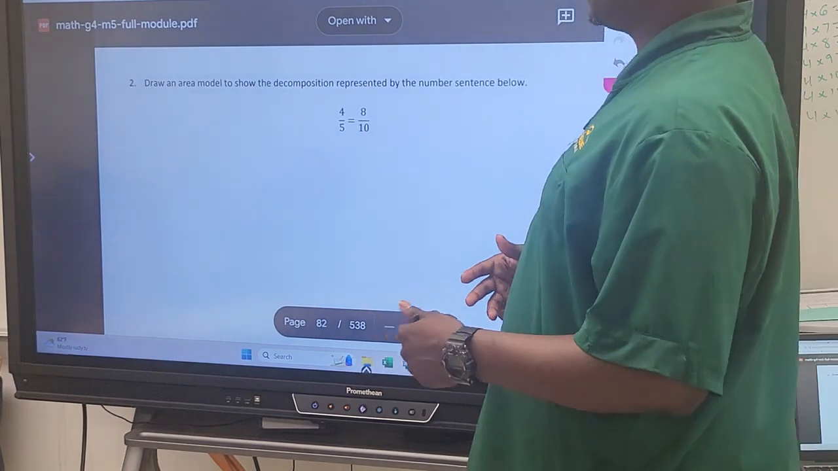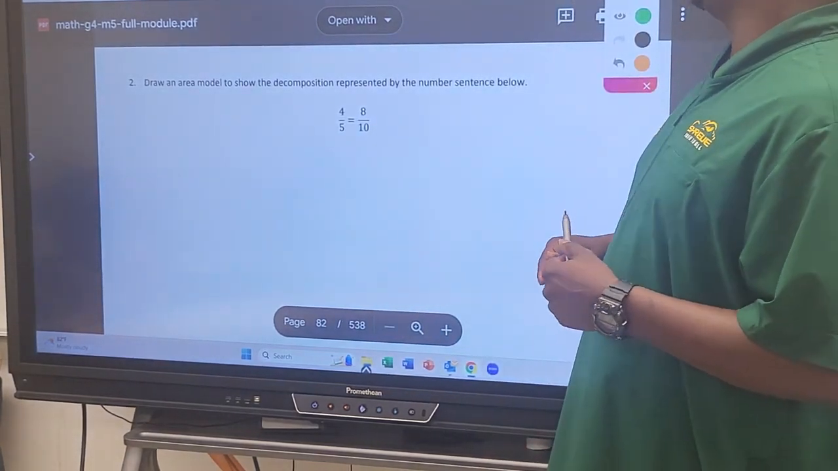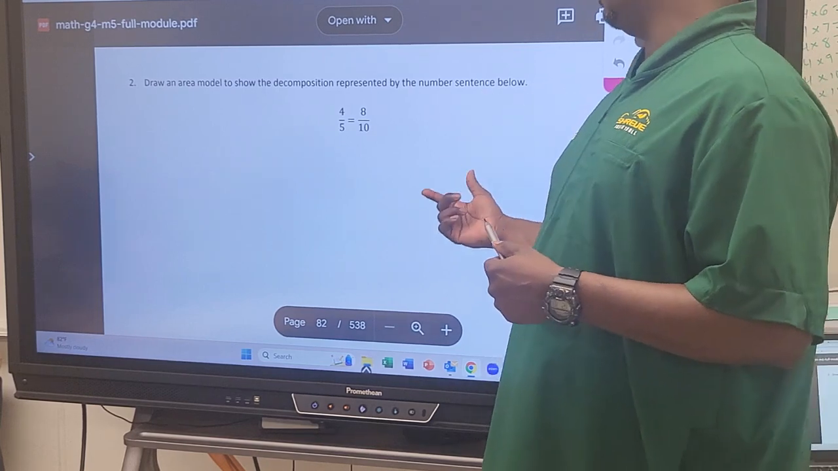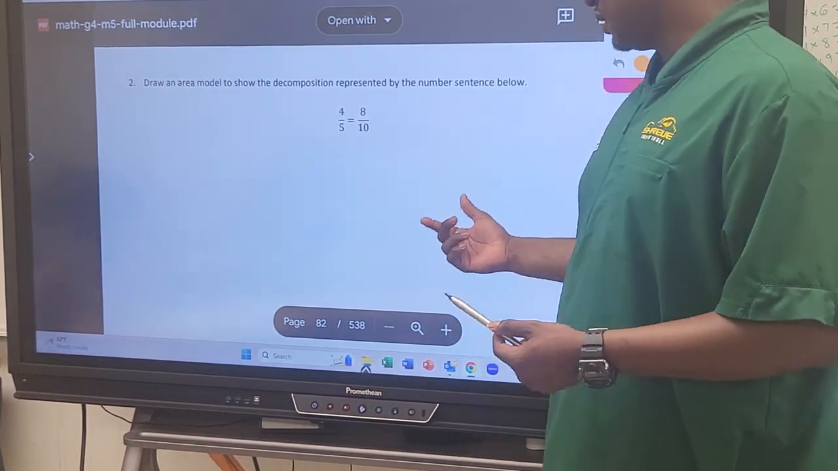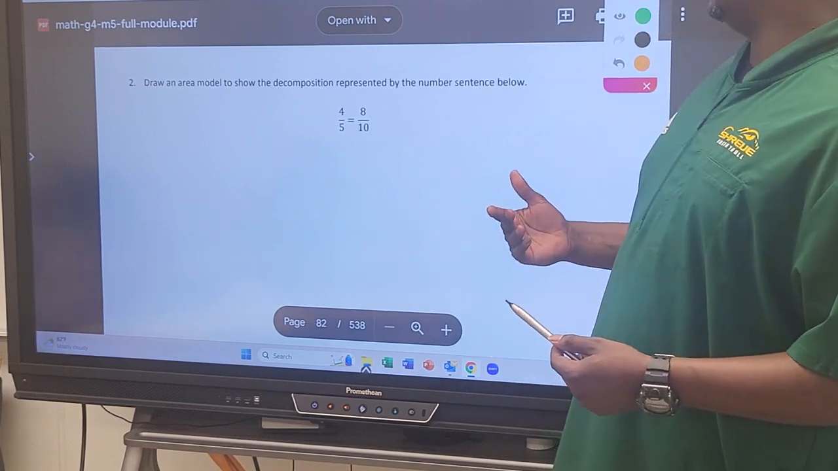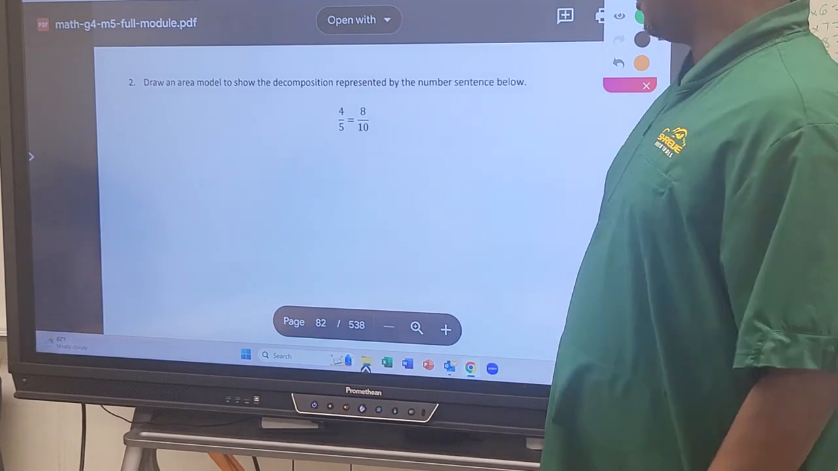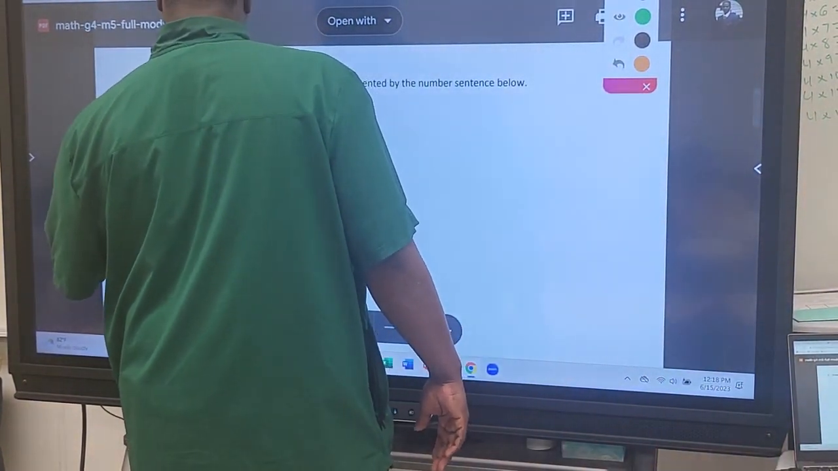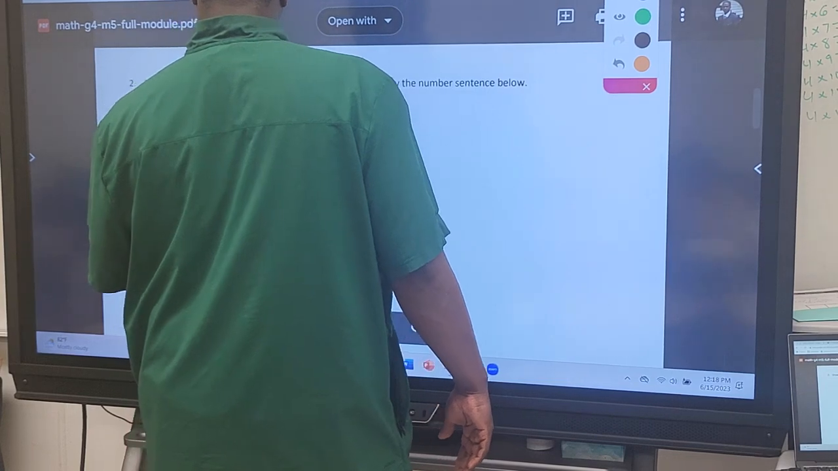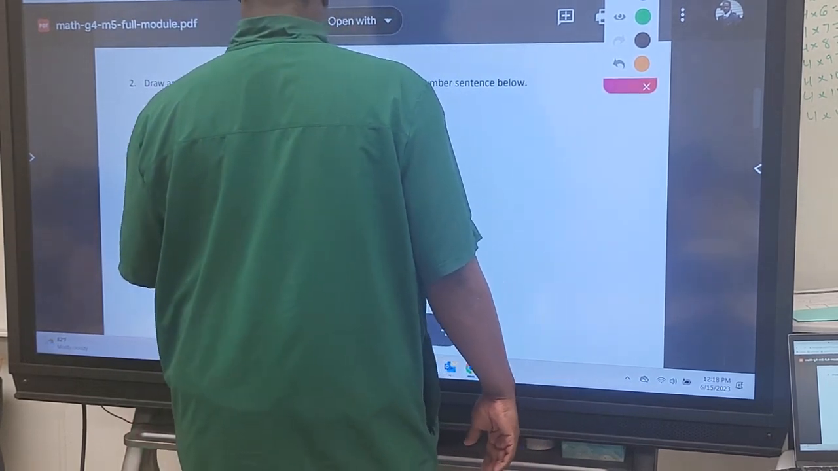Now we're gonna just reverse the process on number 2. It says draw an area model to represent the decomposition represented by the number sentence below. We're gonna do the same thing without drawing the area model first. We're gonna just write our multiplication number sentence. This is to see it doing the multiplication phase. So 4/5 is equivalent to 8/10.